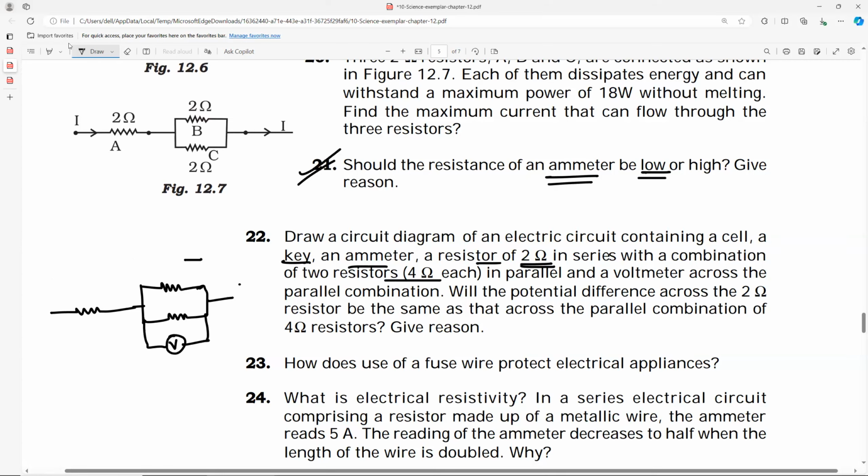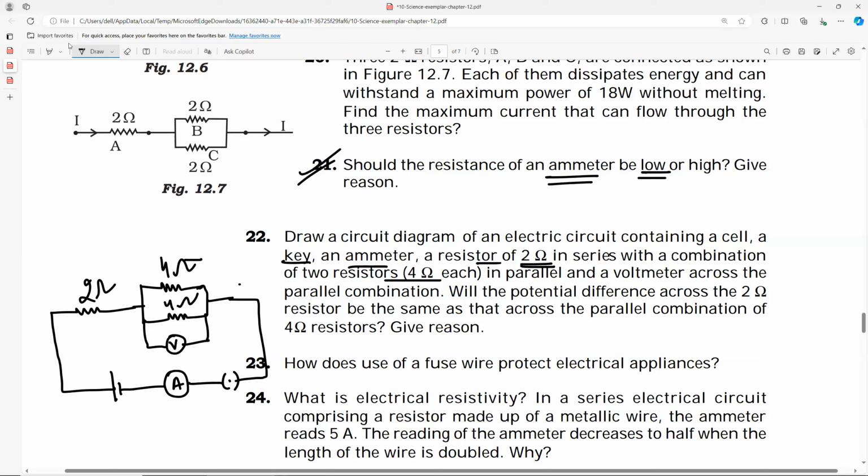Okay, and where should the ampere meter be? You can connect it either here or here, anywhere you can connect the ampere meter. It's not a big deal. So you can connect the ampere meter here and a key here, and like this way. Okay, this is the circuit. This is 4 ohm, this is also 4 ohm, and this is 2 ohm. Got it?